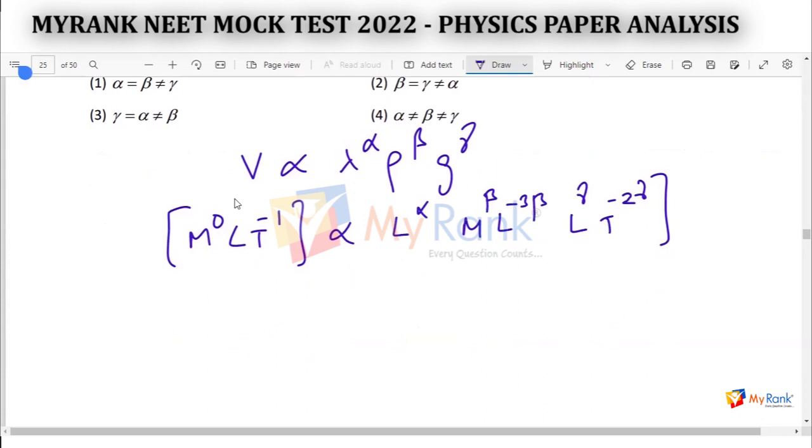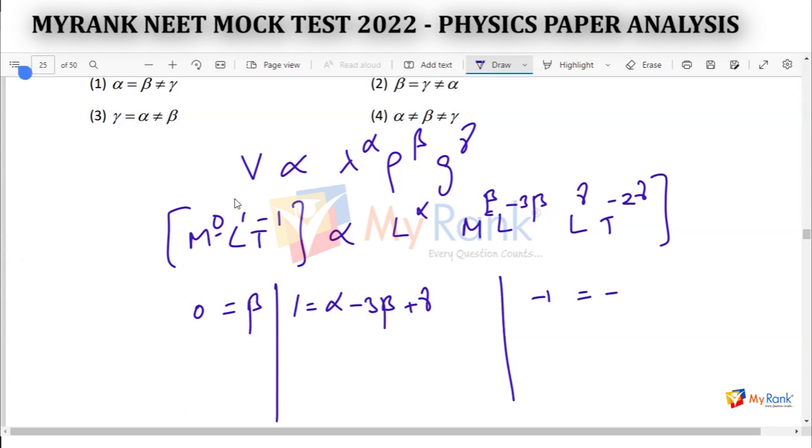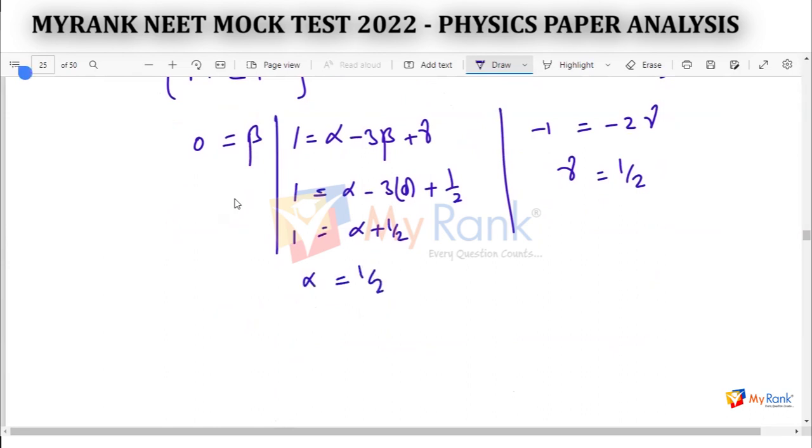So now if you are comparing M power, M power 0 is beta. Next, L power 1 is nothing but alpha minus 3 beta plus gamma. This is another equation. Next, minus 1 is nothing but T power minus 2 gamma. So from this gamma is 1 by 2, beta is 0. So 1 is nothing but alpha minus 3 beta, so beta 0, plus gamma, gamma is 1 by 2. So therefore alpha plus 1 by 2 is 1, so you can say that alpha is nothing but 1 by 2. So here you can say that alpha is equal to gamma, which is not equal to beta.